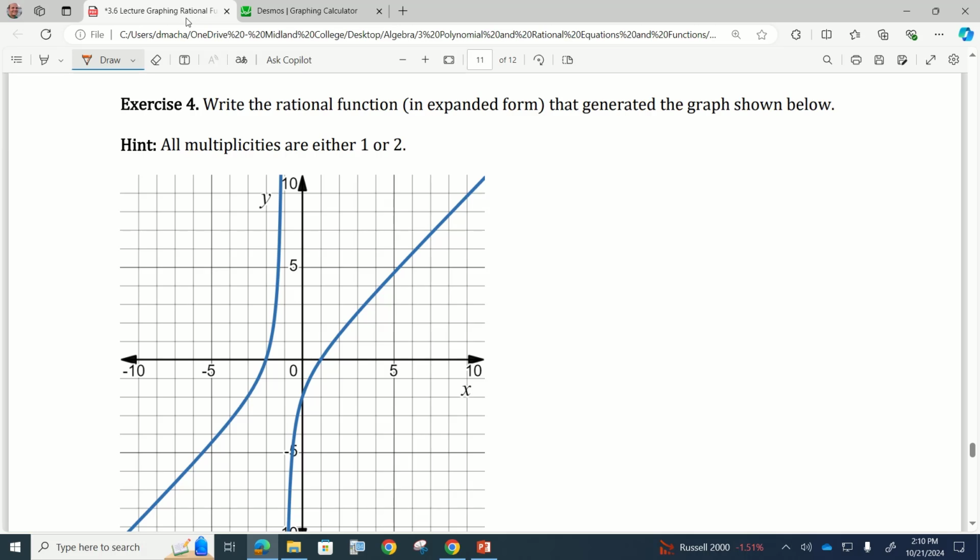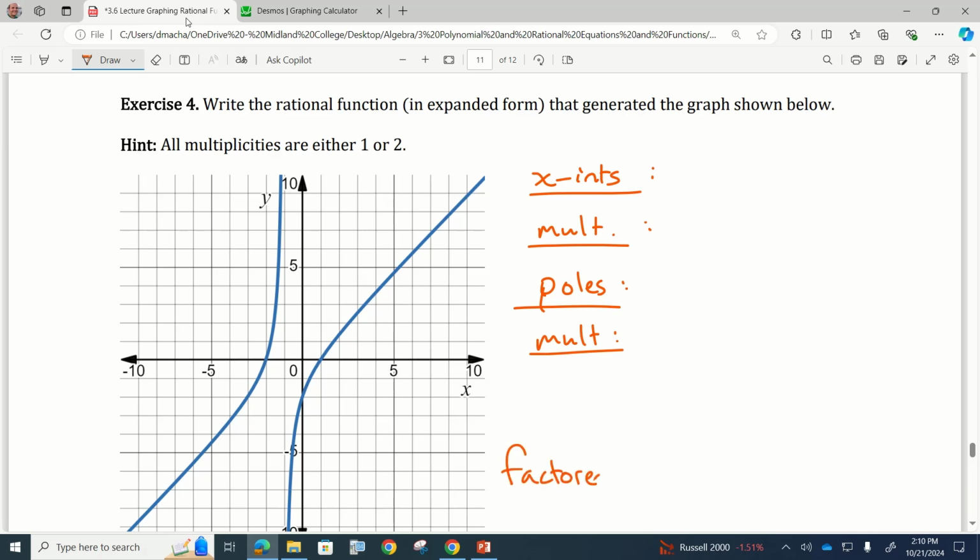It says, write the rational function in expanded form that generated the graph shown, and here's what you would do. We're going to make a list of my x-intercepts and their multiplicities, and a list of my poles and their multiplicities. And then we're going to write this thing in factored form first. I know that the question says expanded form, but we're going to write it in factored form, and then we expand it, okay? Now, I've got two x-intercepts.